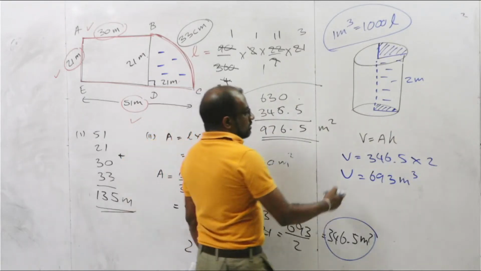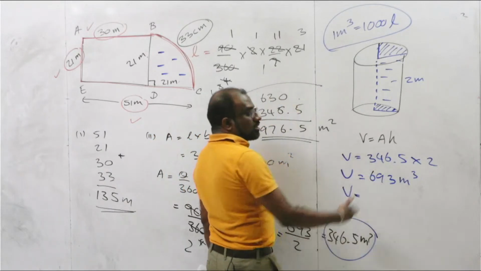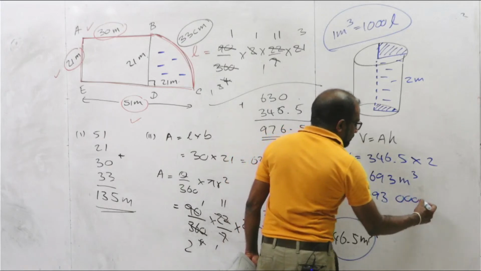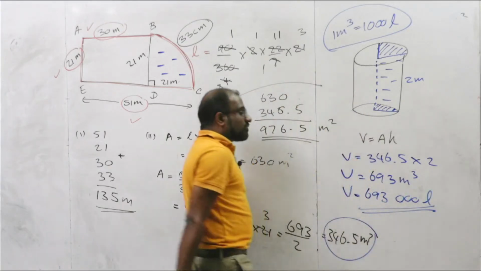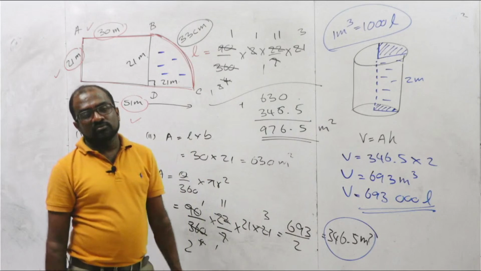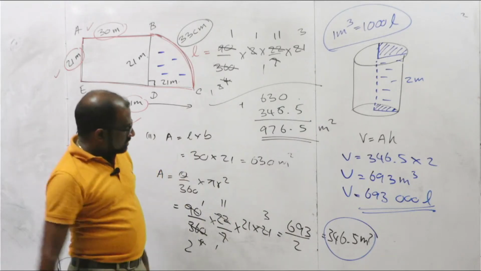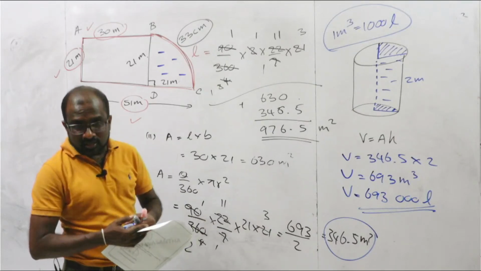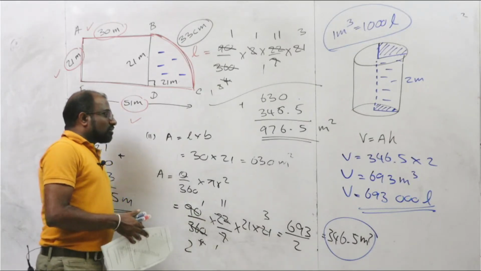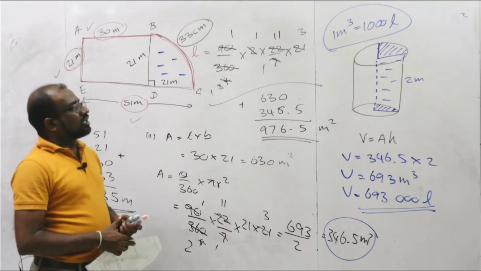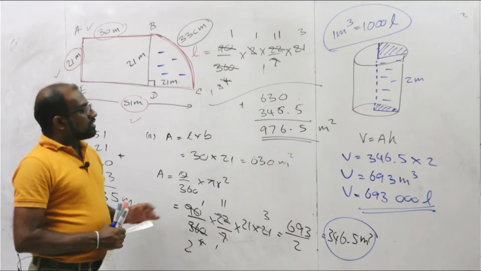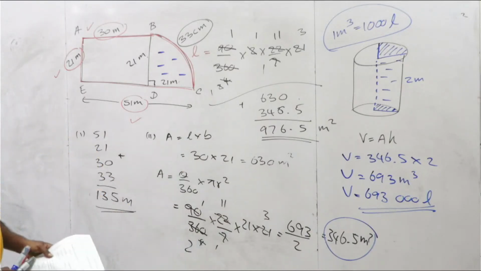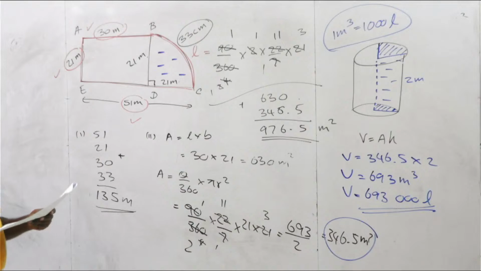So what is the volume of the tank in liters? Multiply by 1000. 693,000 liters is the volume of the tank in liters. Right? That's why I made this Zoom session. How many have got all three sums correct? Complete the sum. If you have any mistakes, you may correct them. I'll give you 1 minute.